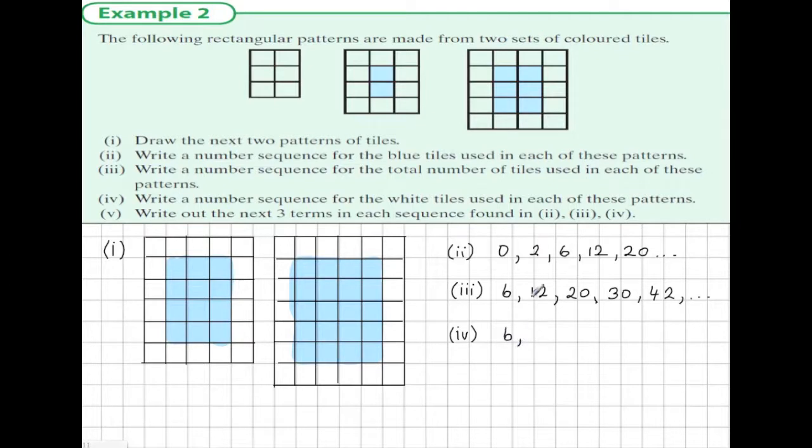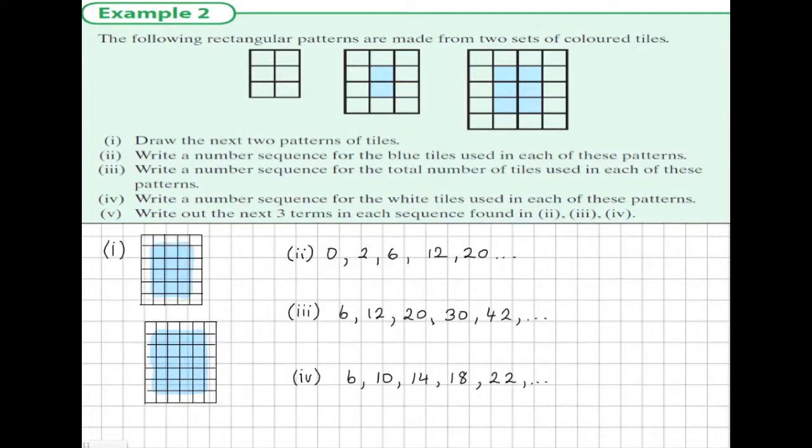total take away the blue. So 6 minus 0 is 6, 12 minus 2 is 10, 20 minus 6 is 14, 30 minus 12 is 18, 42 minus 20 is 22. Now we're asked to write out the next 3 terms of each of these sequences. Now I'm just going to tidy this up just to make space to do this.